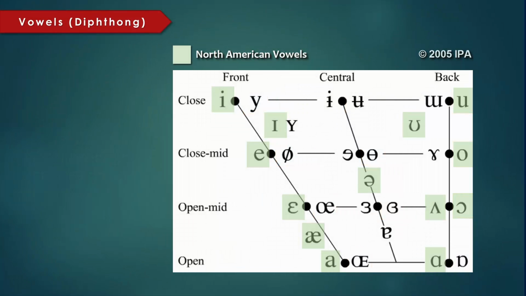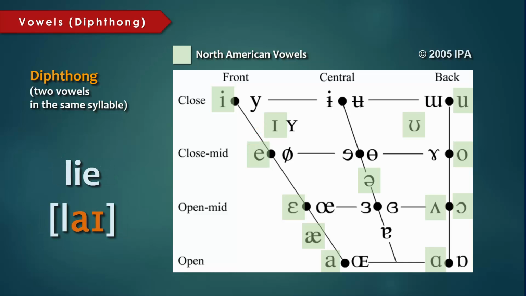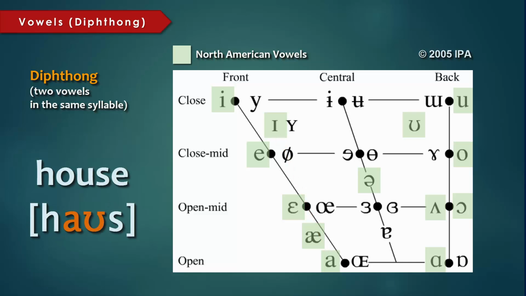Just a brief note on representing diphthong vowels. Remember that diphthongs involve two vowel qualities. So the diphthong A, as in face, starts out at E and ends at I. I, as in the word lie, starts out at A and ends at I. Ow, as in the word house, starts at A and ends at U.